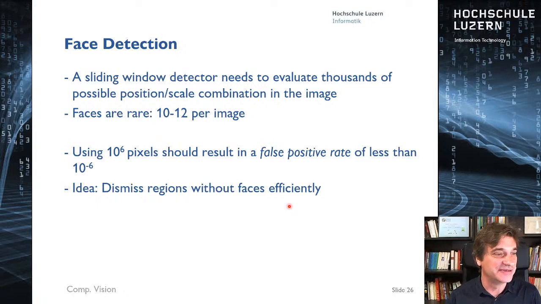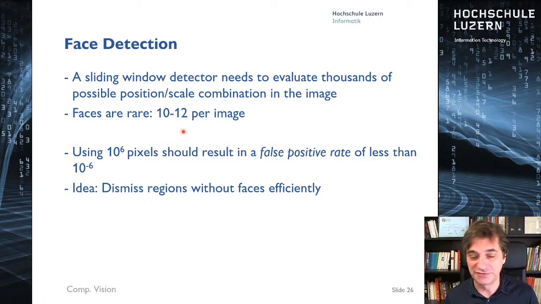And they came up with the idea of using a so-called cascaded approach. The idea is that in all the sub-windows that you look at, faces are relatively rare. So they maybe have 10 to 12 faces per image, but a large majority of positions that you will check will not have a face. So can you come up with some measure that lets you omit those regions without spending too much effort, and then spend more effort on the regions where there could be a face?